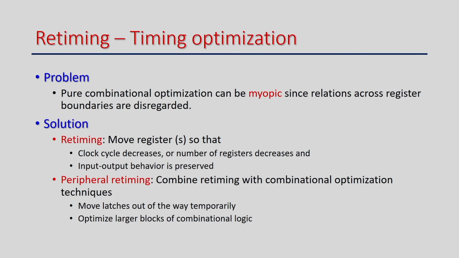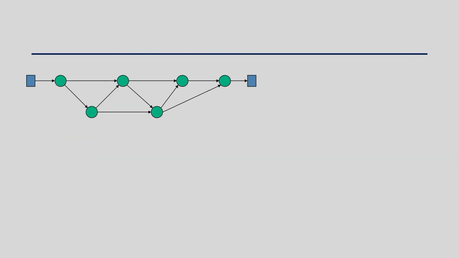So, let us talk about retiming. It is primarily used for timing optimizations, to try to improve the clock period. I want to run the circuit at faster clocks. Let us try to understand that. For that, let us take a simple graph. Suppose this is the graph and the green nodes are combinational units. They can be an AND gate, OR gate, add, multiply, XOR and so on.